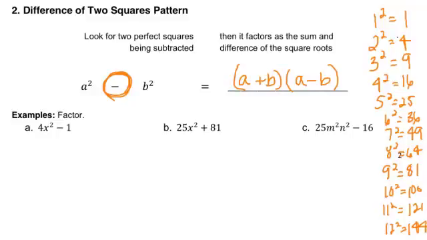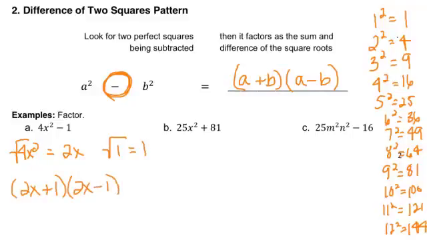So if we look at part A, we have 4x squared minus 1. Notice 4 is a perfect square and 1 is a perfect square. So we're going to take the square root of 4x squared. So that's going to be 2x. And the square root of 1 is just 1. So our factors are 2x plus 1 and 2x minus 1. Again, you can multiply it out to check your answer to make sure that you get the correct answer.